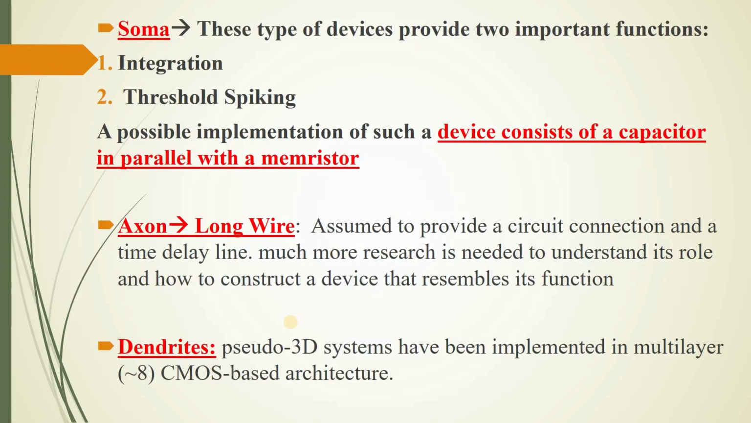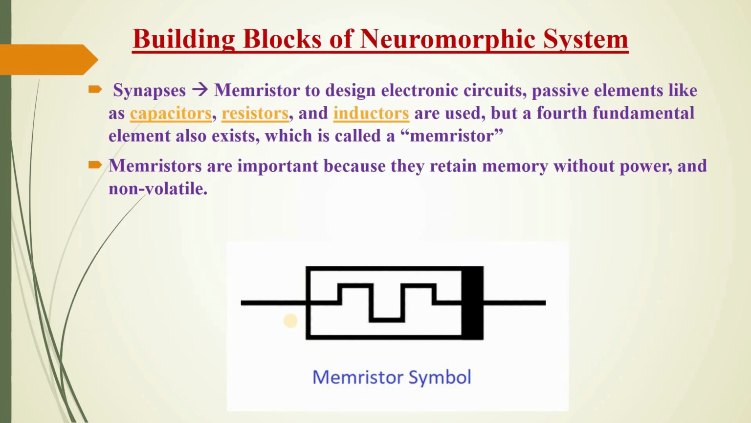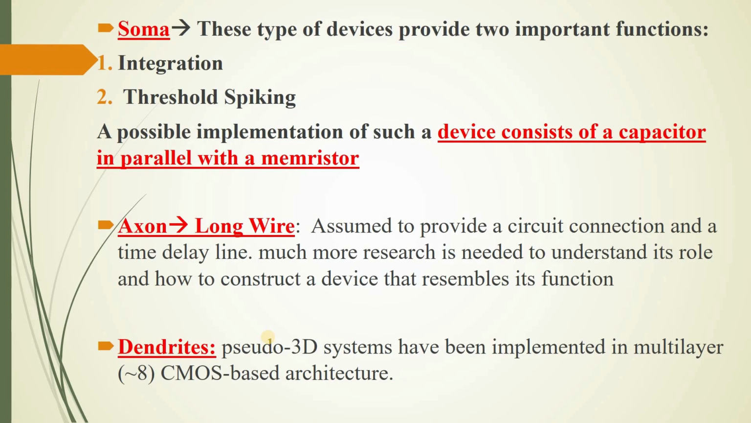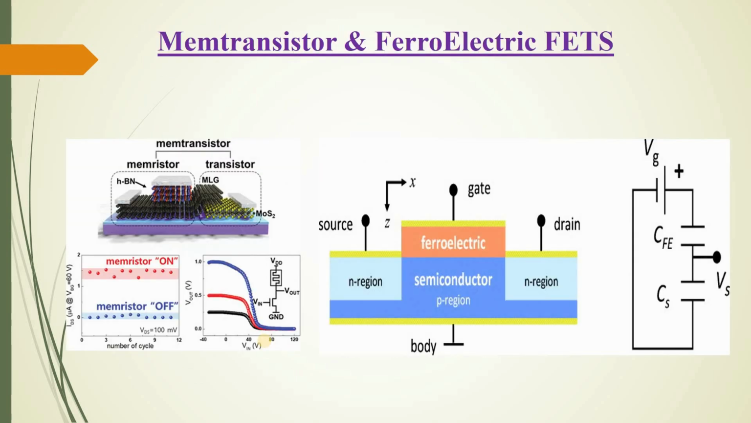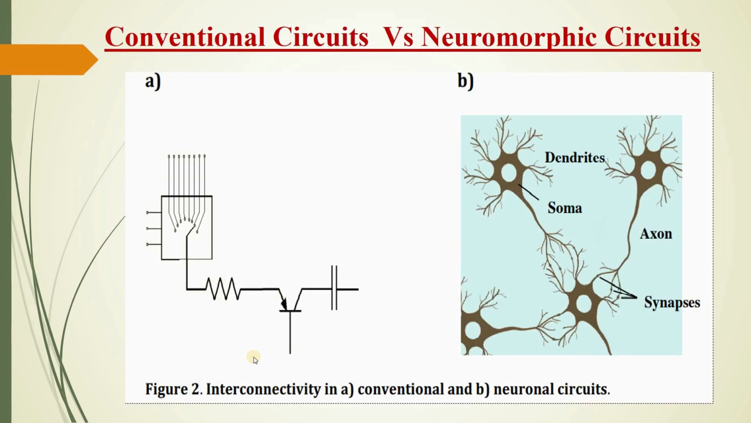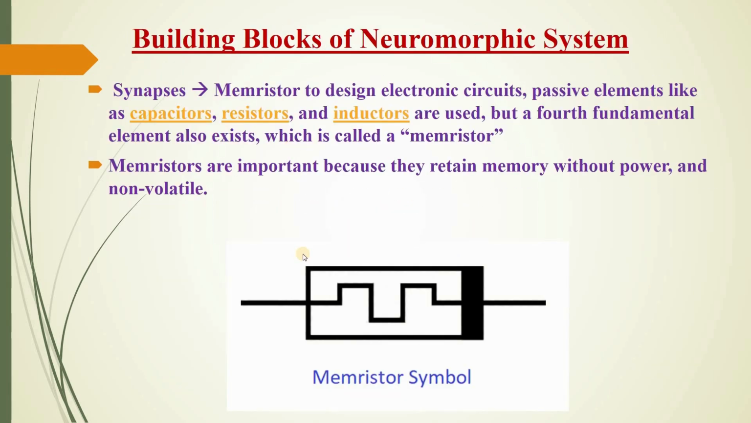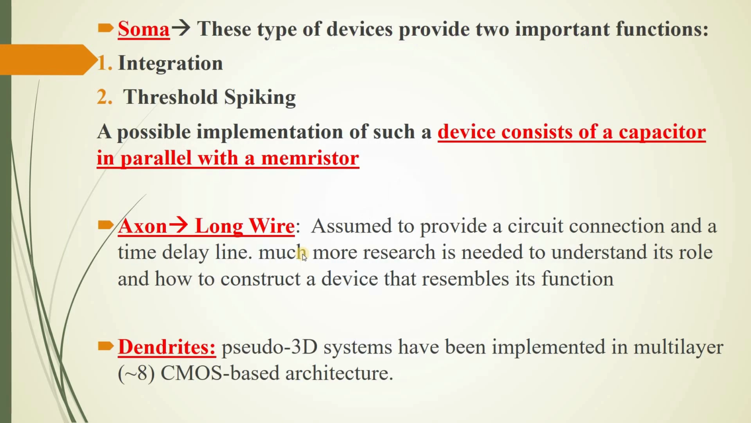So that means if you wanted to build a neuromorphic system, we require some special elements like memristors, memtransistors, ferroelectric FETs, 3D architecture, and long wires. All these components are required. We are not using the normal resistors, capacitors, and inductors just like in conventional circuits. We are implementing these kinds of circuits. That's why we require these special components.